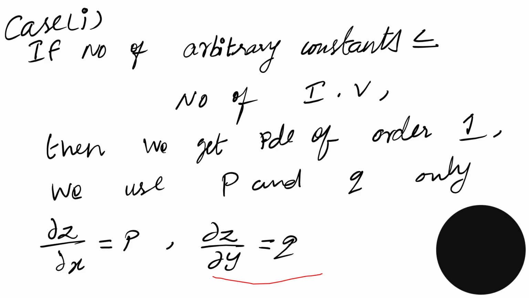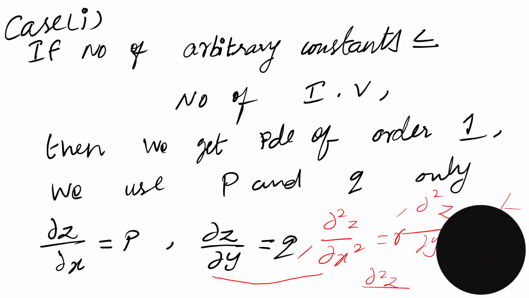For example, in the upcoming case 2, case 3, and case 4, we have to use dou square z by dou x square equal to r, dou square z by dou y square equal to t, and dou square z by dou x dou y, which is the same as dou square z by dou y dou x, equal to s.